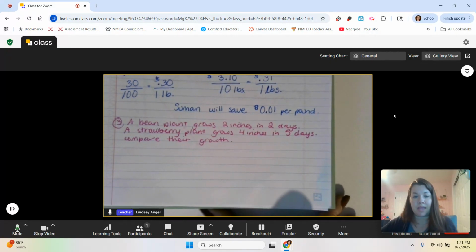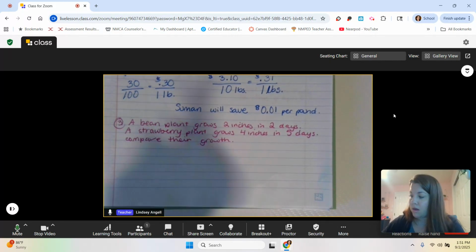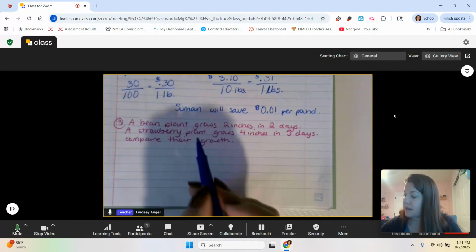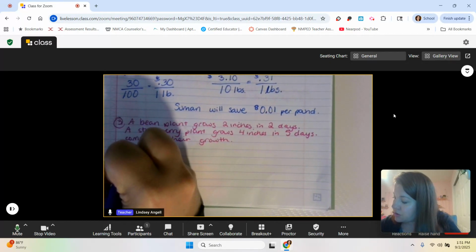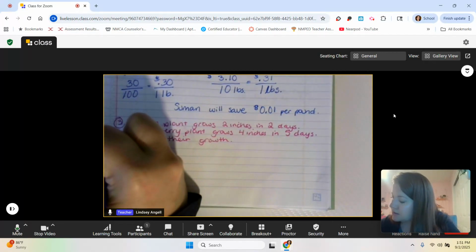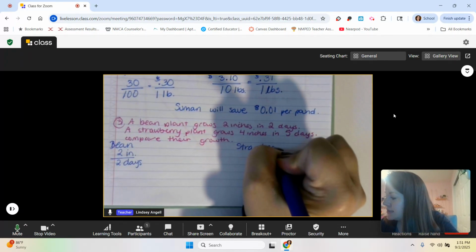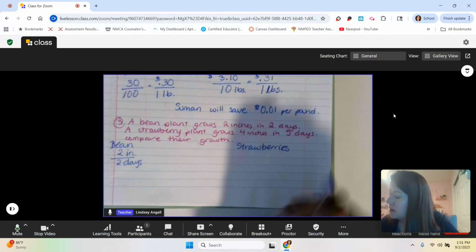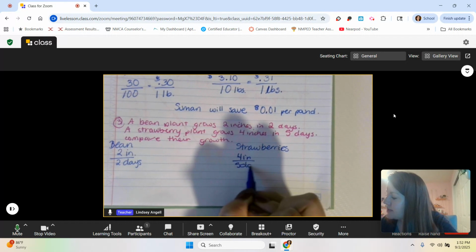Number 3, a bean plant grows 2 inches in 2 days. A strawberry plant grows 4 inches in 5 days. Compare their growth. All right, so with this one, let's see here. A bean plant grows 2 inches in 2 days, right? That's my beans. For my strawberries, it grew 4 inches in 5 days.